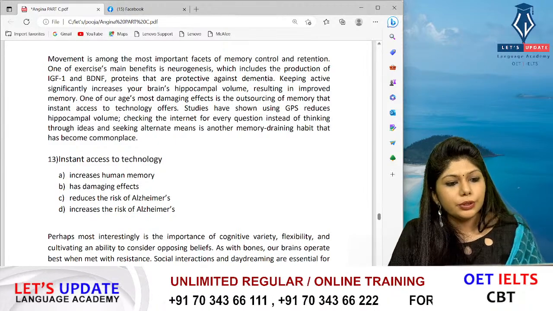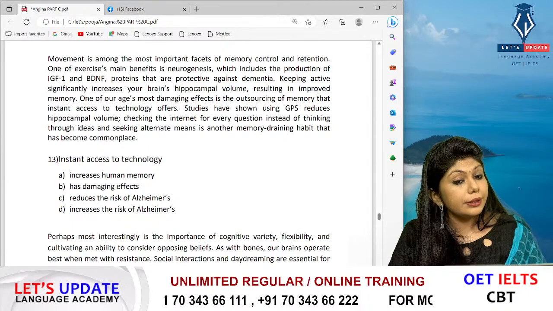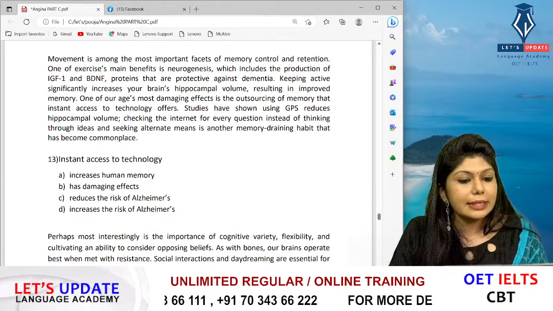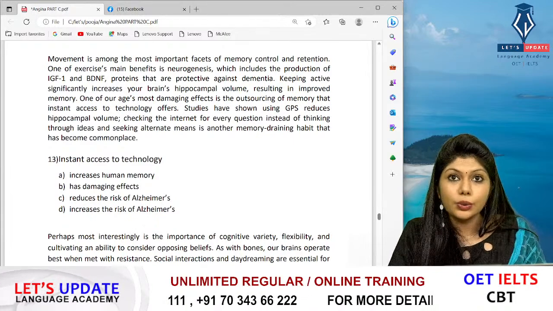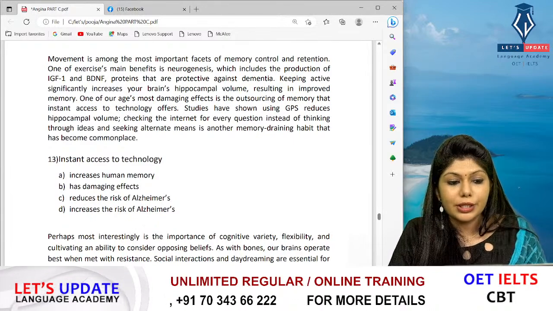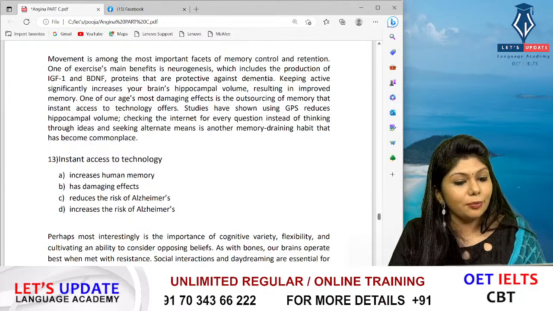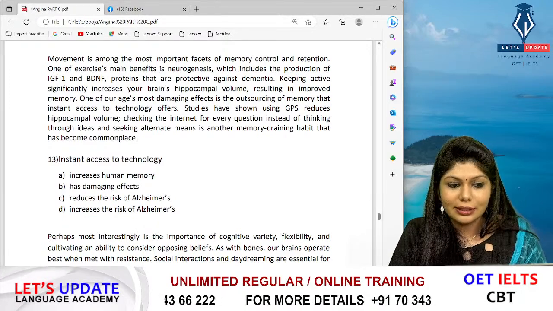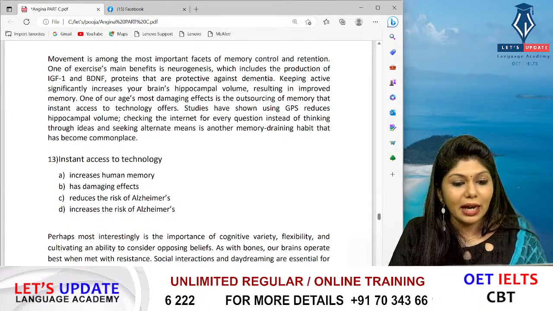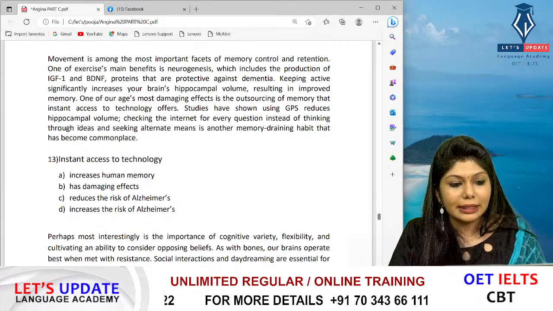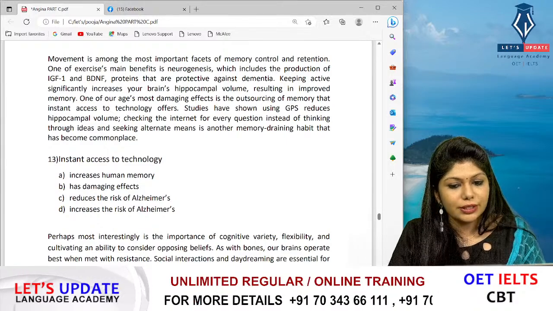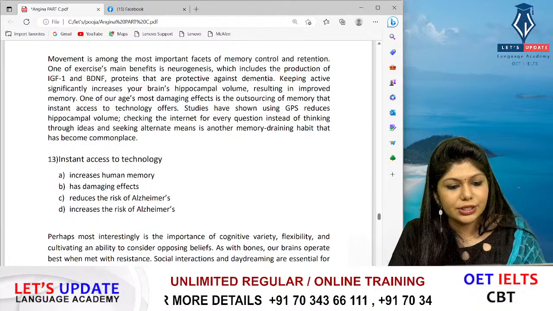Okay, so I'm going to read this. Movement is among the most important facets of memory control and retention. One of the exercise's main benefits is neurogenesis, which includes the production of IGF-1 and BDNF proteins that are protective against dementia. Keeping active significantly increases your brain's hippocampal volume, resulting in improved memory. One of its most damaging effects is the outsourcing of memory that instant access to technology offers.